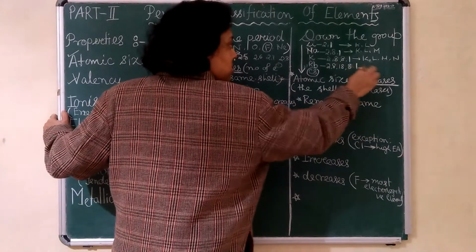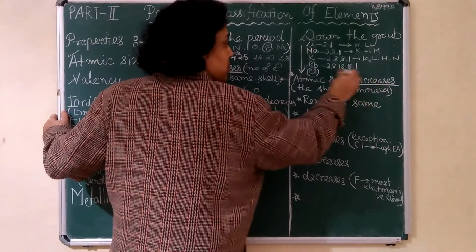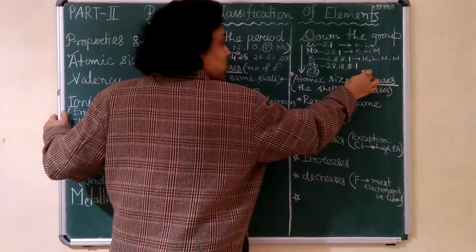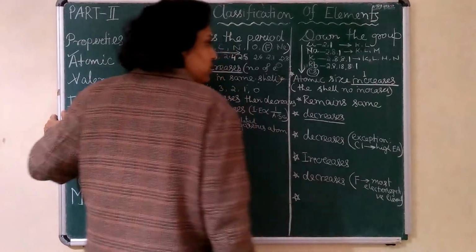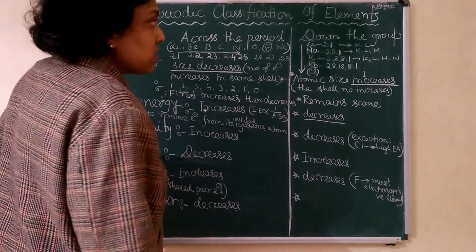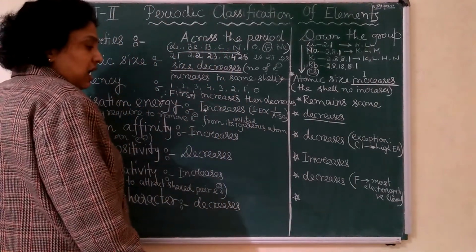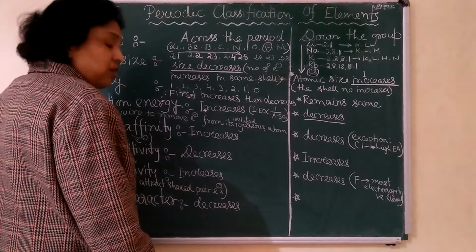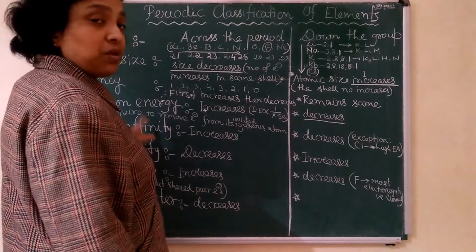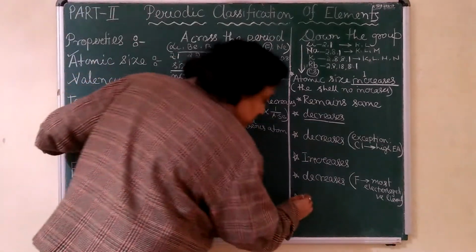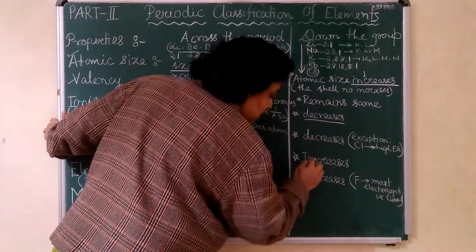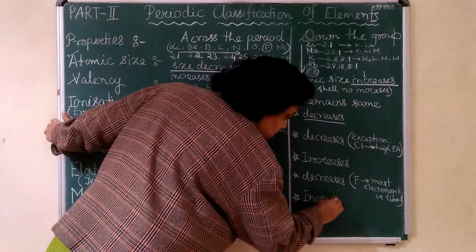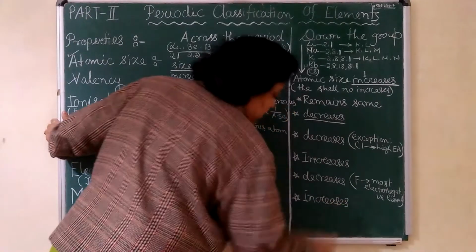Cesium, because this is the fifth shell, this is the sixth shell. So this electron you can remove more easily, because it is loosely bound with the nucleus. As a result, cesium will act with a strong metallic property. So down the group, metallic character increases.